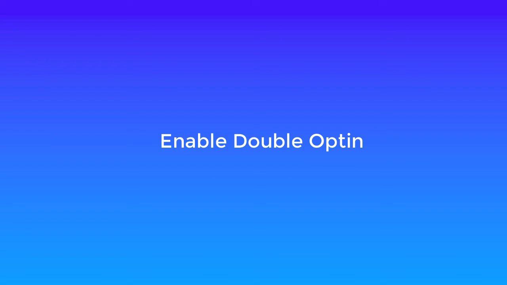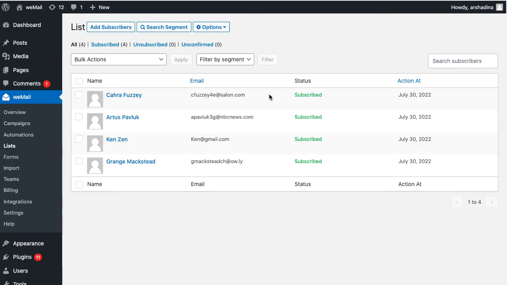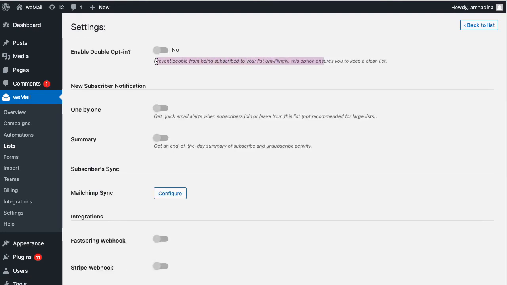We'll now show you how you can enable double opt-in. Double opt-in is when a user signs up for email marketing, then confirms the subscription through a separate email or landing page to officially be added to an email list. This process reduces the risk of spam. To enable double opt-in, go to Settings under Options of your email list. Now enable the option for double opt-in and hit Save.